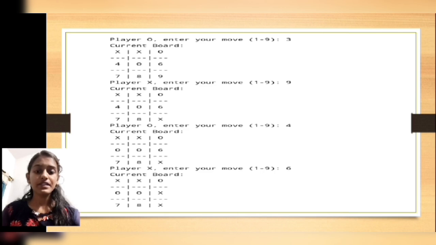What happens if there is a tie? But what if the grid fills up and no one has 3 in a row? That's called a tie or a draw. If all 9 cells are filled and there is no winner, the game ends by showing a message saying it's a draw. This way, the game doesn't go on forever if there is no way for either player to win.